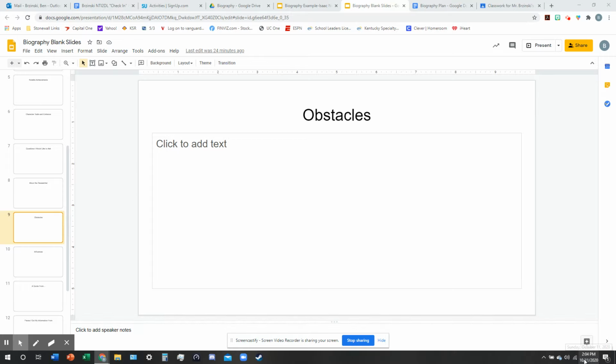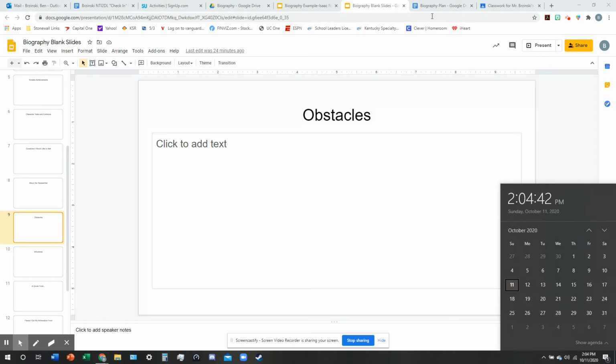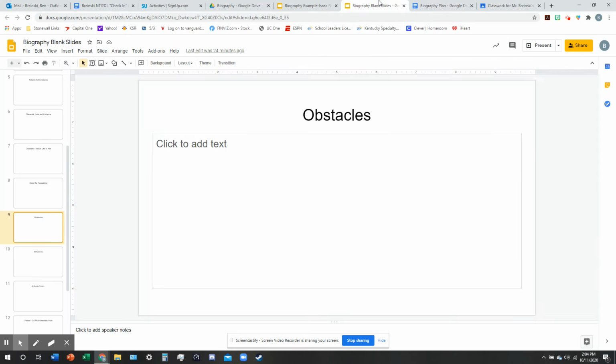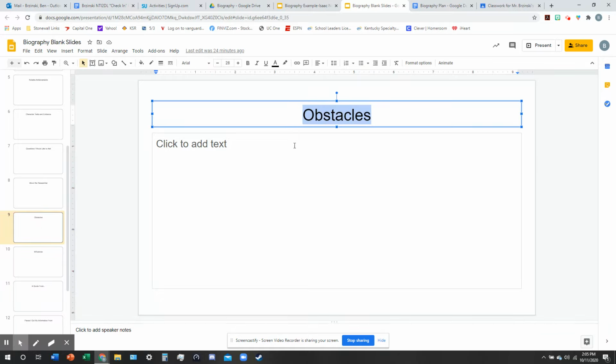This is Thursday, October 22nd, and we are still working on our informational writing piece, a biography about your famous historical figure. Today, you're going to open up your writing informational document, and you are going to scroll down to slide 9, or the obstacle slide. So today we're going to be talking about what this means.